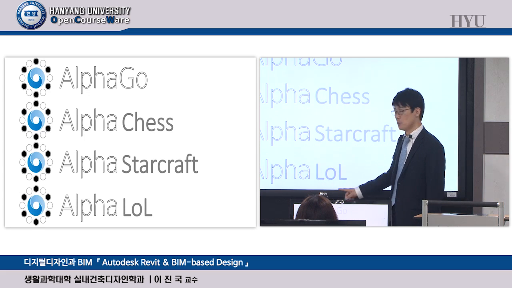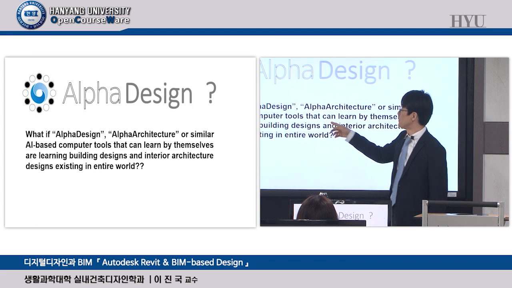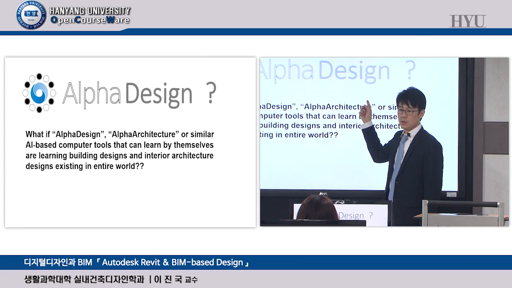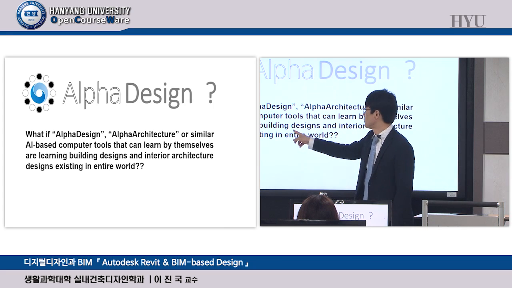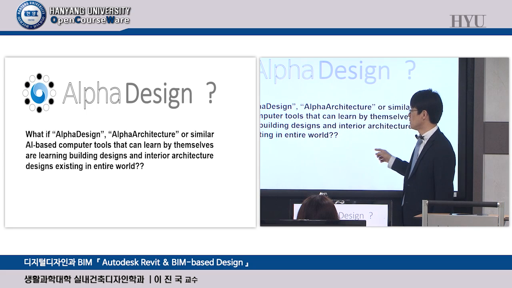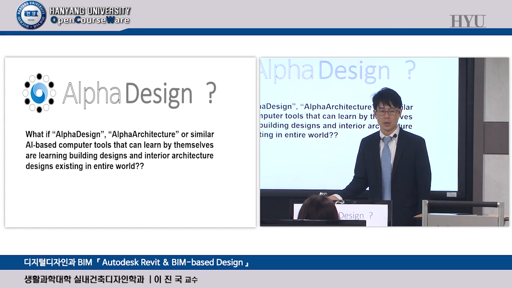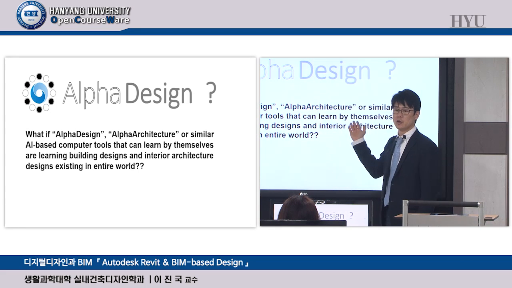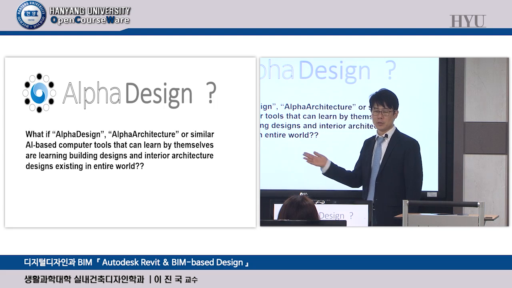How about Alpha Role or something else? How about Alpha Design, Alpha Architecture, Alpha Interior Design? This machine can learn by itself, learning building designs and interior architecture designs existing in this entire world, this planet, using Google. What if your design or existing building designs are learned by computers? Can you defeat this kind of machine for design?